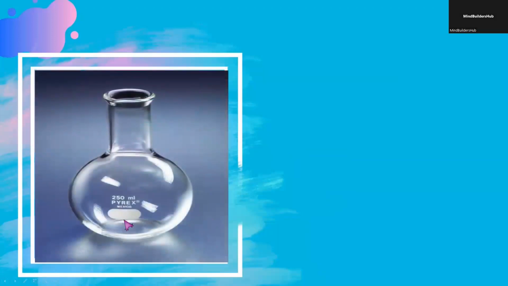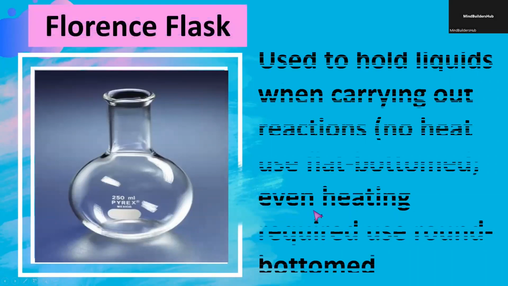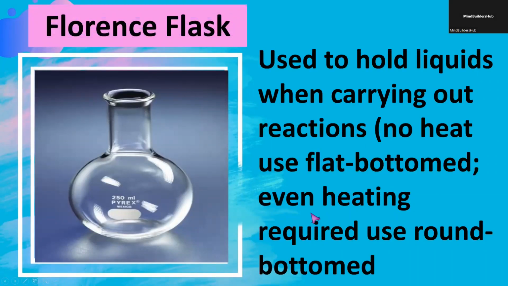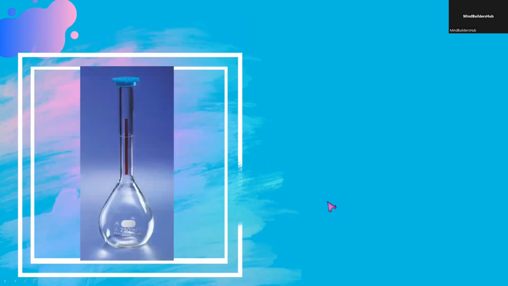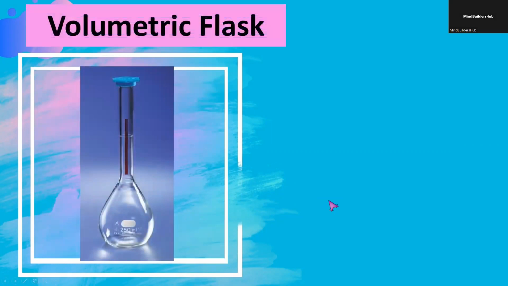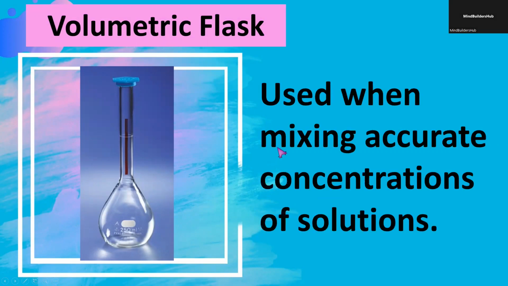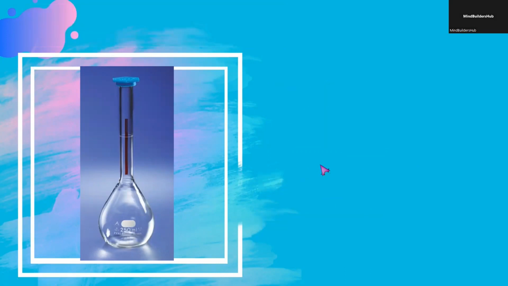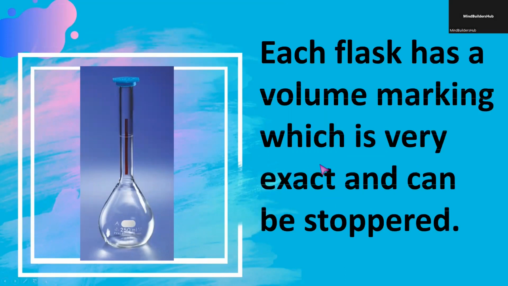So what makes this one different from an Erlenmeyer flask? This is a Florence flask. It is used to hold liquids when carrying out reactions. No heat, use a flat bottom. Even heating required, use a round bottom. Another, a volumetric flask. It has a longer neck than a Florence flask, used when mixing accurately concentrated solutions. Each flask has a very exact volume marking and can be stoppered.